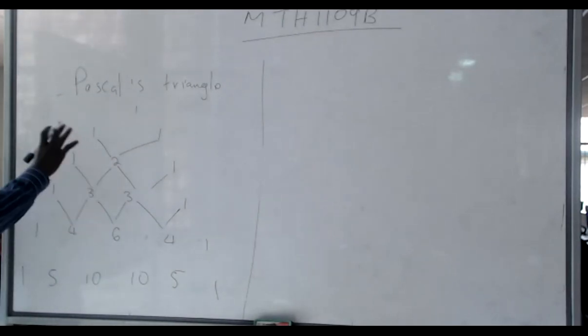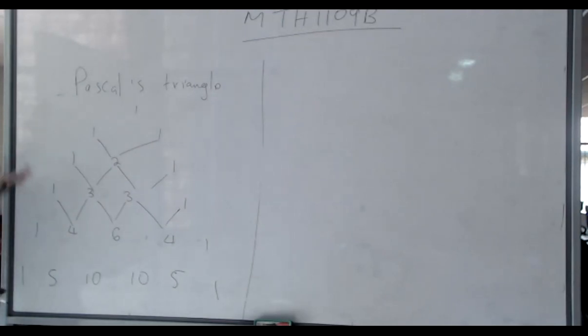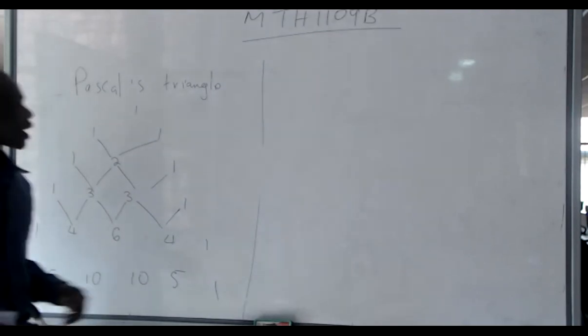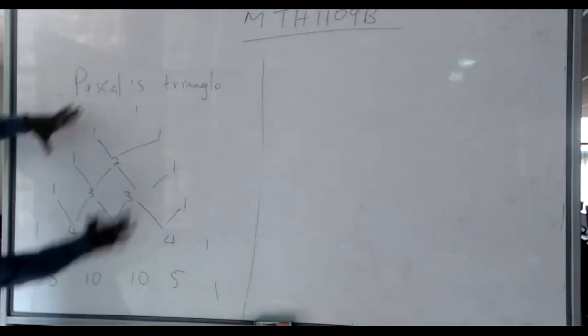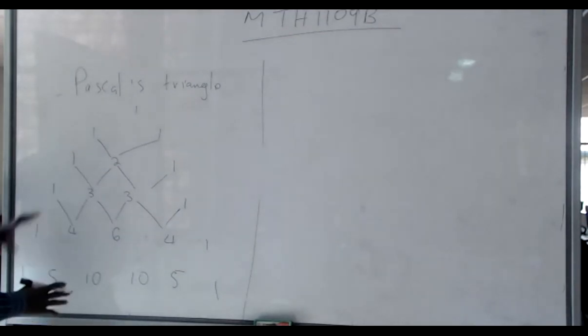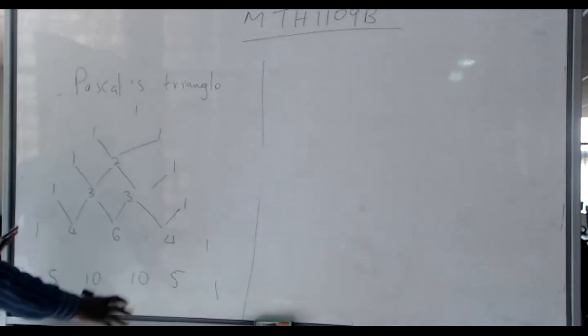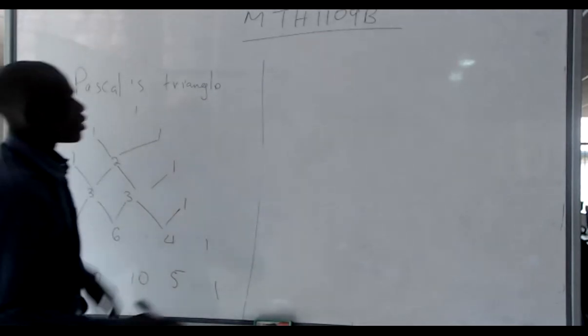Good. So let us first of all see how we can use this Pascal's triangle to do some few binomial expansions before we generalize to the binomial theorem. I will show you why this is not a very efficient method for generating binomial coefficients. So these terms that you see in this Pascal's triangle are called binomial coefficients.